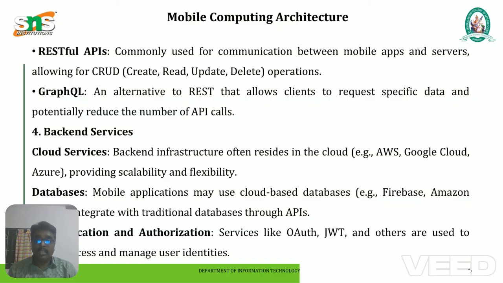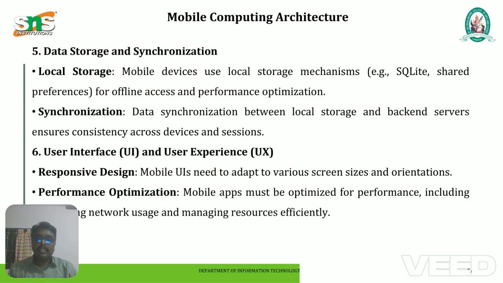Next comes authentication and authorization. We use services like JWT and OAuth, which help us manage user identities to maintain proper authentication. Next, data storage and synchronization. Here we have the local storage. Mobile devices use different storage mechanisms like SQL and others to access offline information and for optimization. Next comes synchronization.